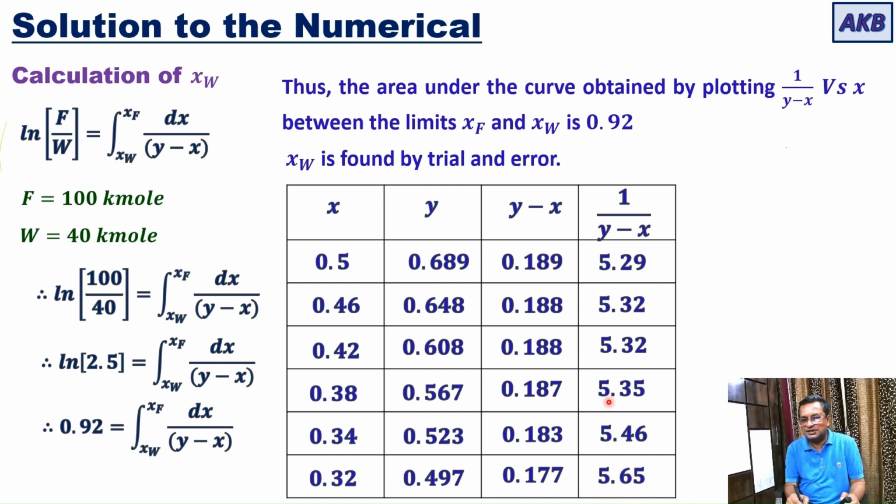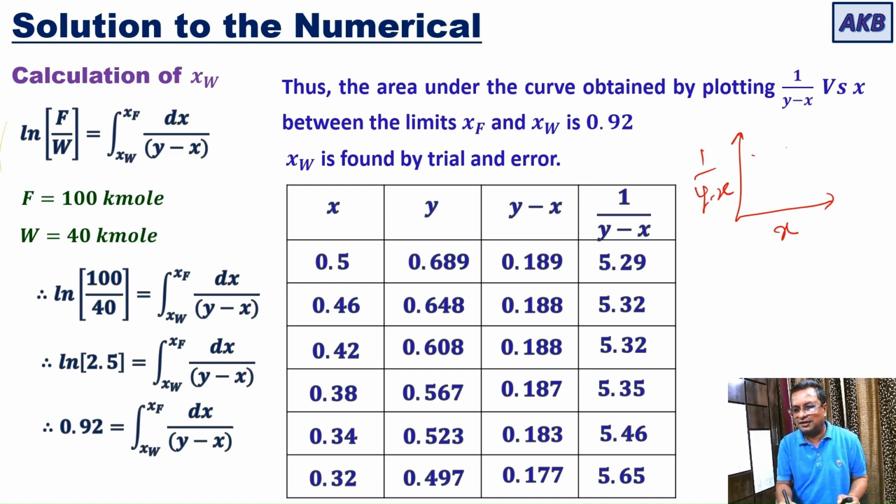So we need this table for plotting the graph. For plotting the graph, we need 1 upon y minus x and x. And we are going to get a curve like this. Okay, so that is the approach. You have to fit the calculated area or the known area under the curve and get the lower limit, xw in this case.